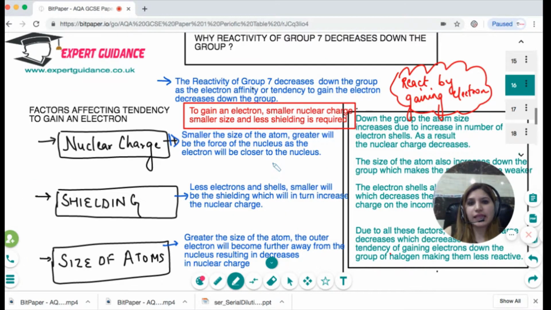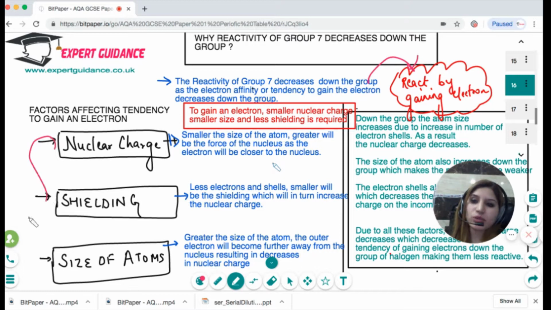Next is, again, as group 1, why the reactivity of group 7 increases down the group. So to answer this question, you will first explain how group 7 reacts. Group 7 reacts by gaining electrons, and down the group, the electron affinity decreases. Therefore, the reactivity down the group decreases. Now, why does the tendency to gain an electron decrease?